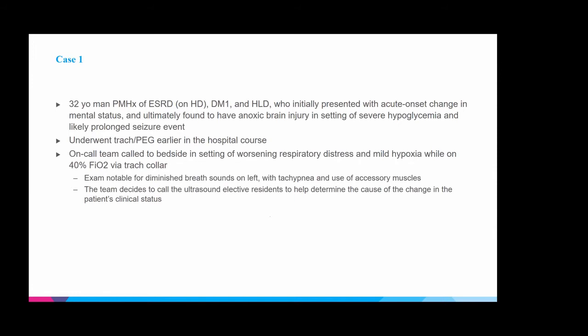And then the on-call team, several days later into the hospital stay, was called to his bedside in the setting of worsening respiratory distress and mild hypoxia while on trach collar. On his physical exam, we do still use stethoscopes, even though we have our ultrasound, it was notable for diminished breath sounds on the left, and he was tachypneic with use of accessory muscles. The medicine team knew that the ultrasound residents were eager to get some extra practice, so they called them to the bedside to help determine the cause of the change in his clinical status. Any questions about the history before we get to the images?